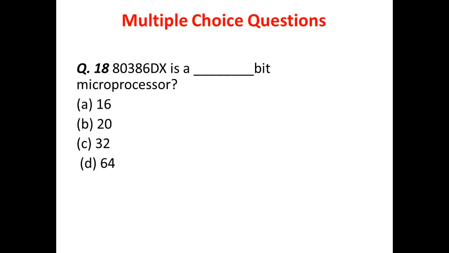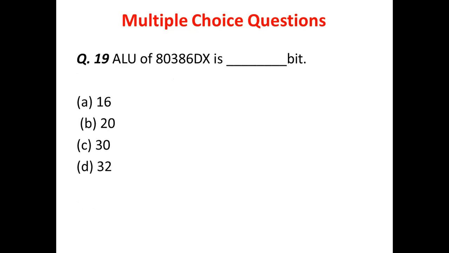First option is 16 bit, second option is 20 bit, third option is 32 bit, and fourth option is 64 bit. The answer is C, that is 32 bit. So 80386 is a 32 bit microprocessor.